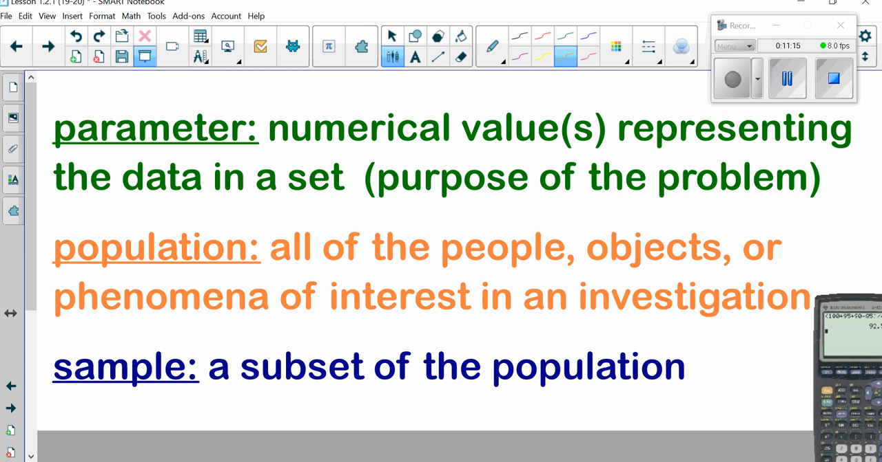The purpose of today's notes is to go problem by problem and talk about what is the parameter, what is the population, what is the sample. So after all the examples, you should be pretty good with identifying these three things.